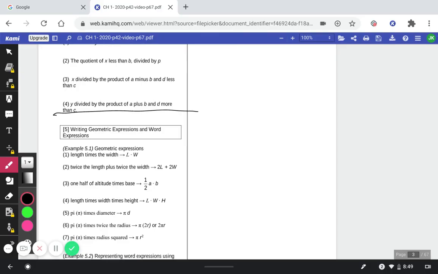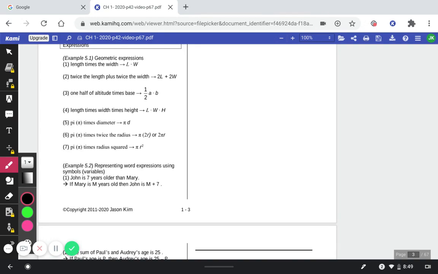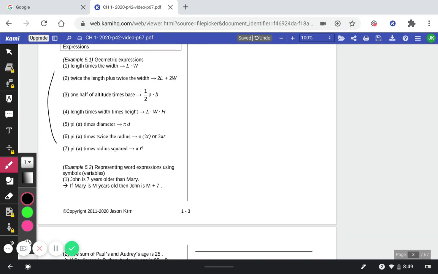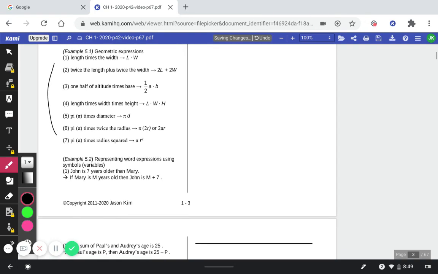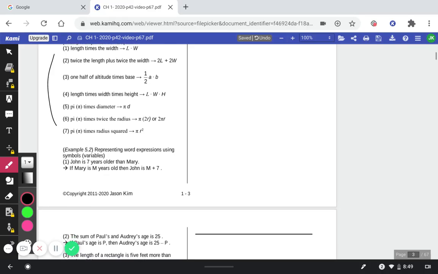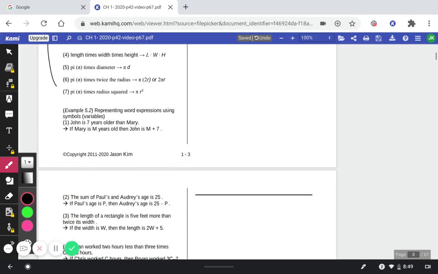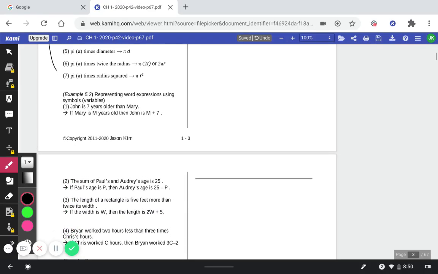Now we're going to skip writing geometrical expressions and word expressions. So actually we're only going to skip 5.1. You can just read it if you wish. But 5.2 is quite important: represent the word expression using symbols.